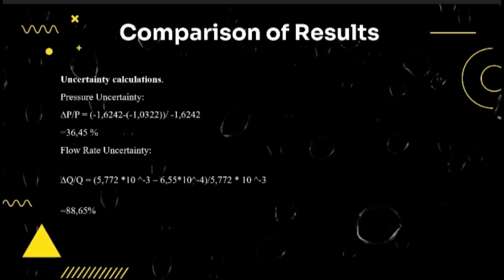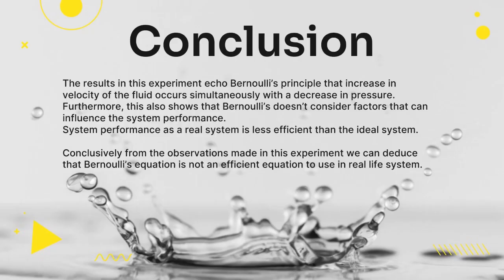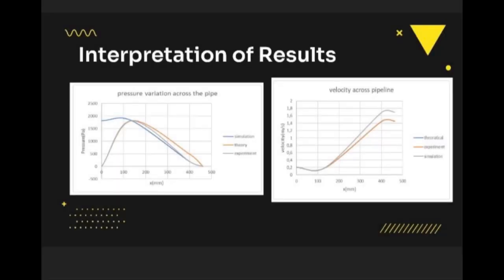The theoretical pressure drop is less than that of the experimental and the simulation, with the experimental and simulation pressure drop being equal. An uncertainty of 36.45% is evident in the pressure drop comparison between the theoretical and the experimental model, reflecting a substantial discrepancy in this regard.